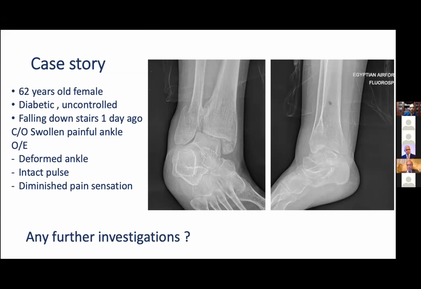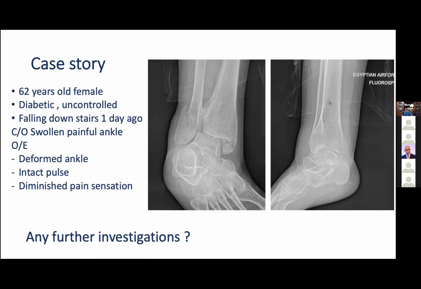Okay, can you write down in the chat? Weber B, okay. And what kind of Lauge-Hansen classification? Can you write down in the chat? Yeah, supination external rotation, nice, okay. So we have supination external rotation in the Lauge-Hansen classification. Okay, do you need any further radiological investigation for this patient, or are you satisfied with management of this case like that?